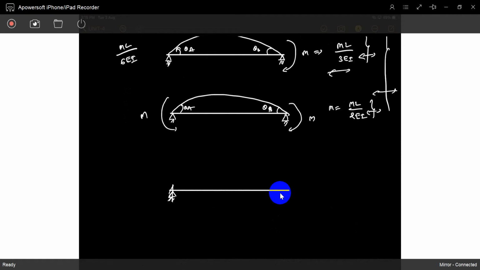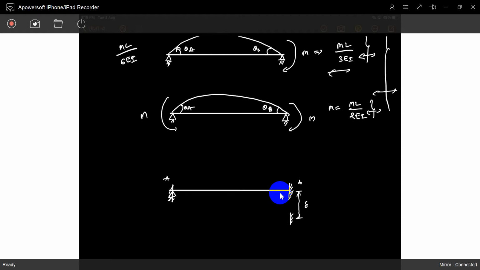This is a fixed end girder. This is also a fixed end girder. It will sink, and some differential settlement will happen. Differential displacement will happen between A and B. What is that differential displacement? Say it's delta.